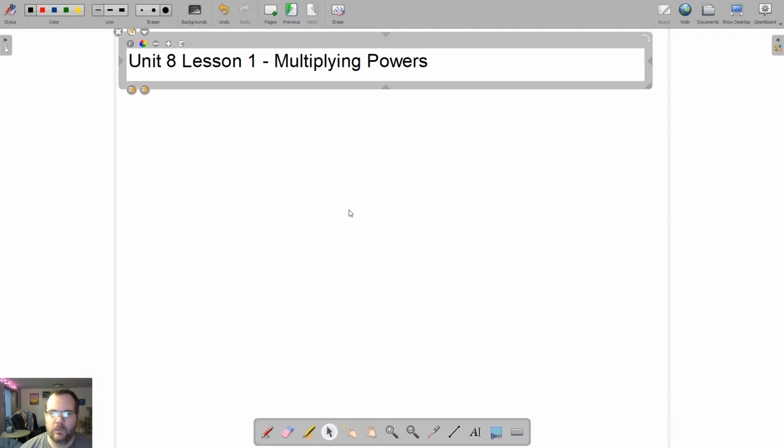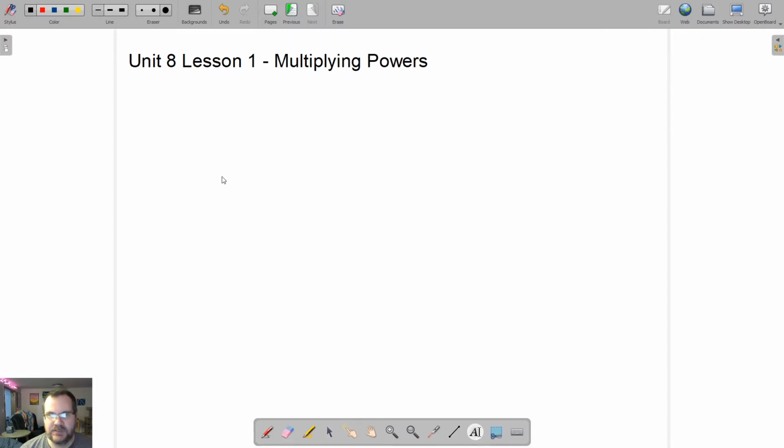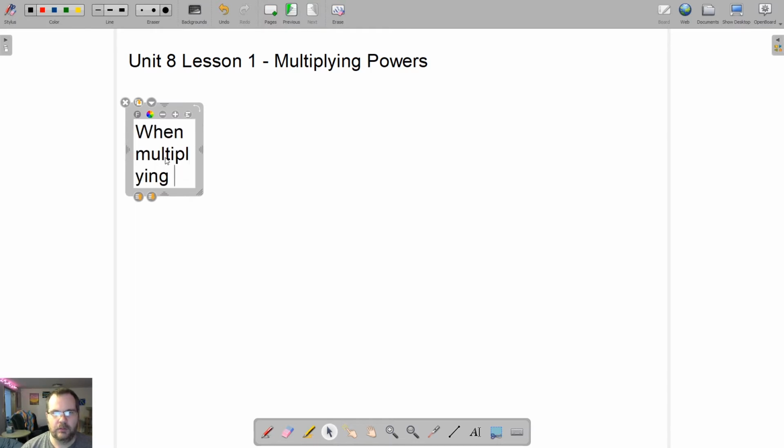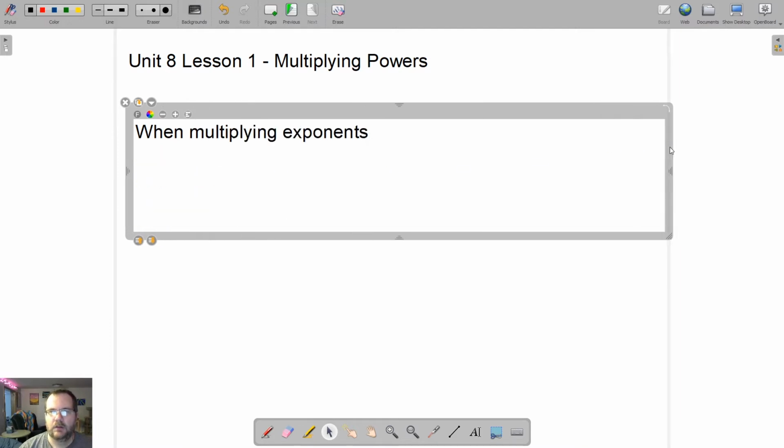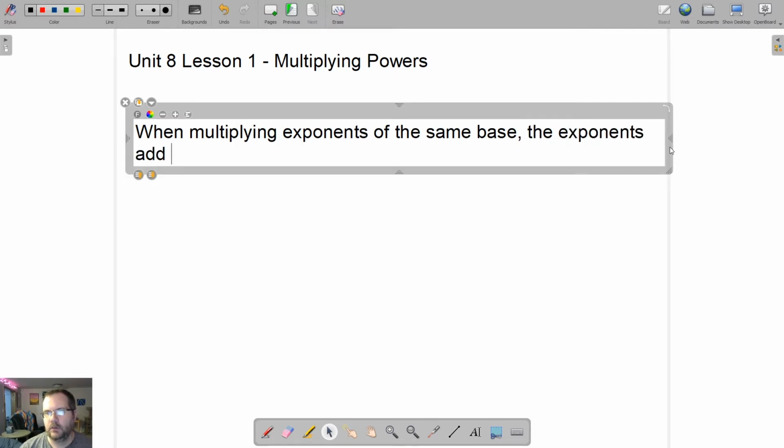So the main idea behind multiplying exponents here is, when multiplying exponents of the same base, and the base is the number at the bottom, which is why it's called base, the exponents add together. So let's take a look at what that means.